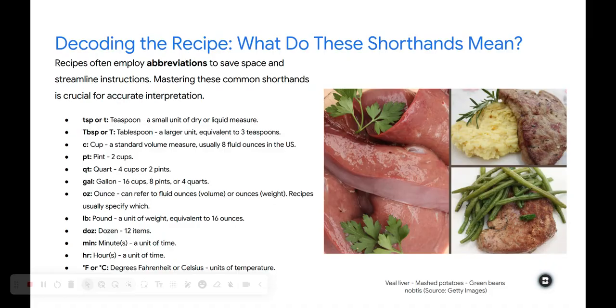GAL is gallon, not G. G would stand for grams, so GAL is gallon, and that's equivalent to 16 cups, 8 pints, or 4 quarts. OZ is ounce, so this usually refers to a set volume or weight. LB is pound, a unit of weight equivalent to about 16 ounces, which also could be figured to about 2 cups. DOZ is dozen, which is 12. MIN is minute. HR is hour. And then we do use Fahrenheit for units of temperature.